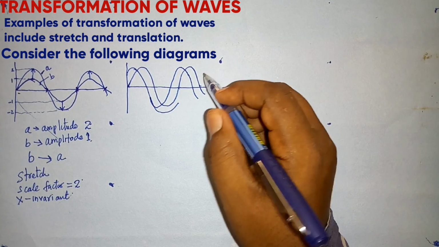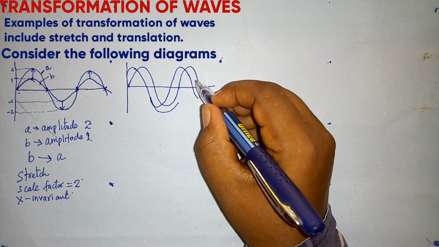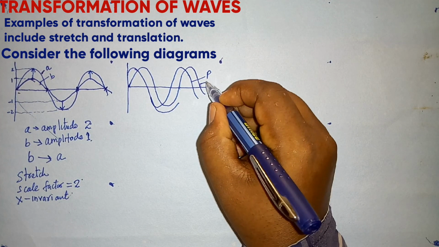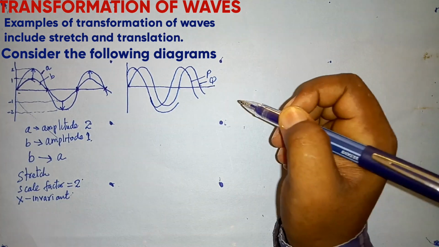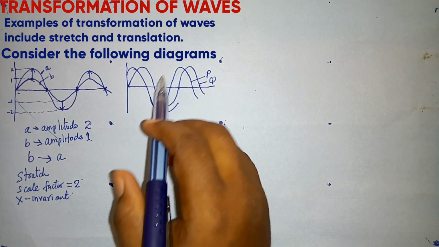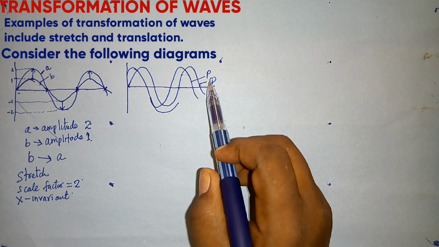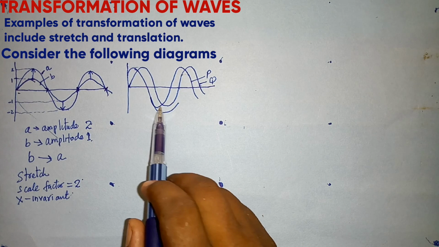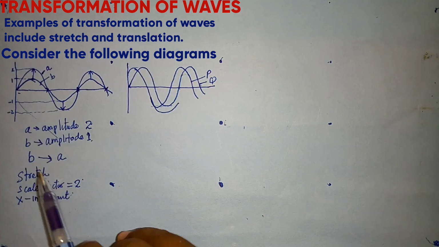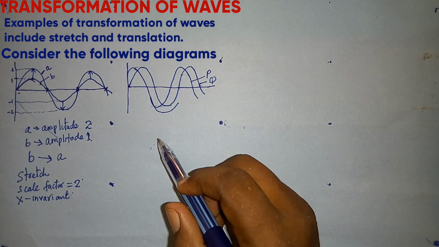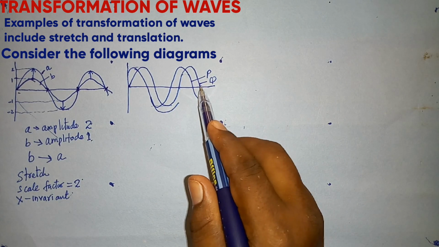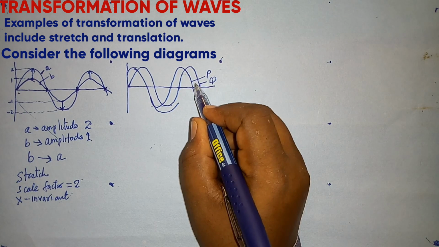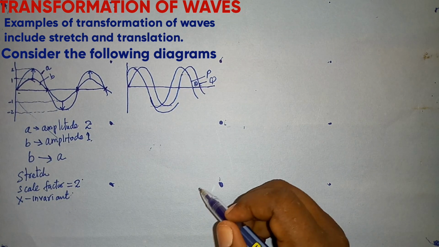So here we also have two waves. Let's call this wave P, while this one is wave Q. For these two waves, P and Q, they have the same amplitude, but wave Q is ahead of wave P by an angle theta.